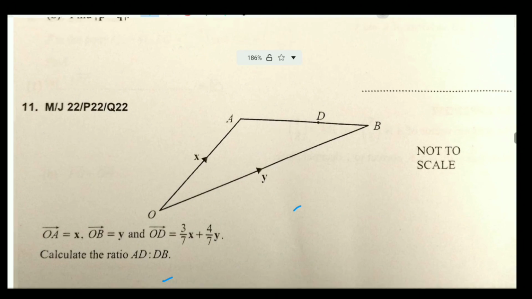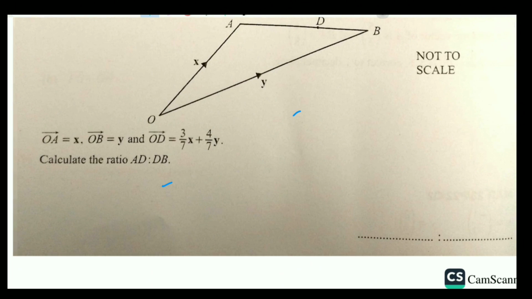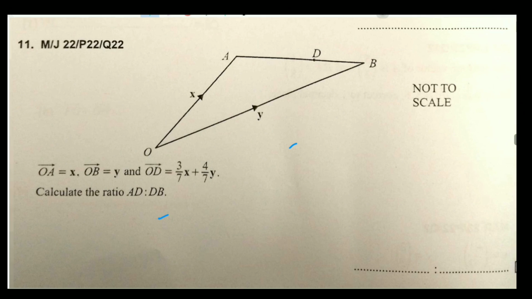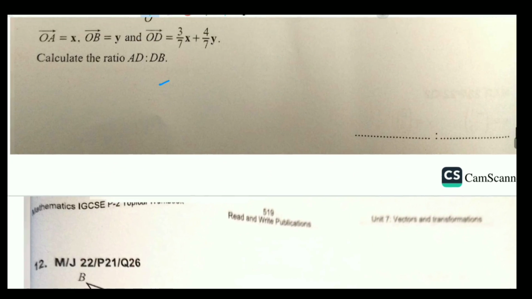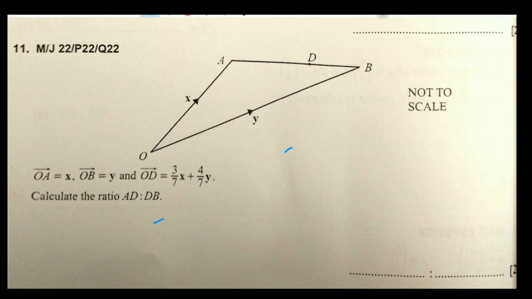Let's do them quickly. Question number 11 is also very easy. OA is equal to x and OB is equal to y and OD is equal to 3 by 7 x plus 4 by 7 y. Calculate the ratio AD to DB. We have to find AD to DB. So first of all we have to find AD, because OD is given to you. This is the value of OD.